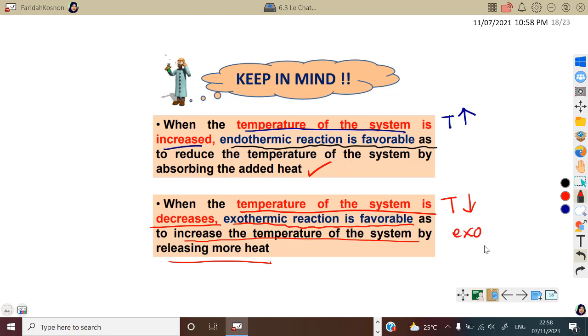So kita kena tengok pada hint dalam soalan, forward endo ke reverse endo. Okay, kenapa bila temperature berkurang, exothermic reaction berlaku? Sebab dia sekarang kena increase the temperature of the system yang berkurang itu by releasing more heat. Kalau temperature increase tadi, dia akan favor endothermic reaction.